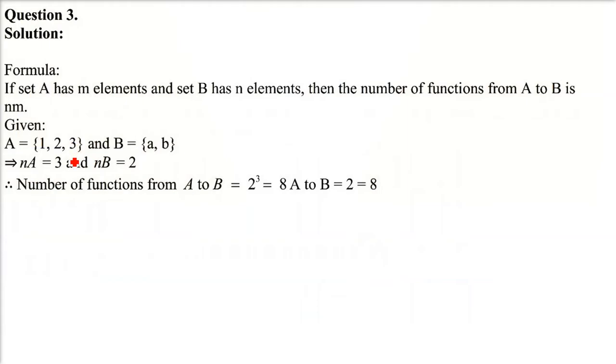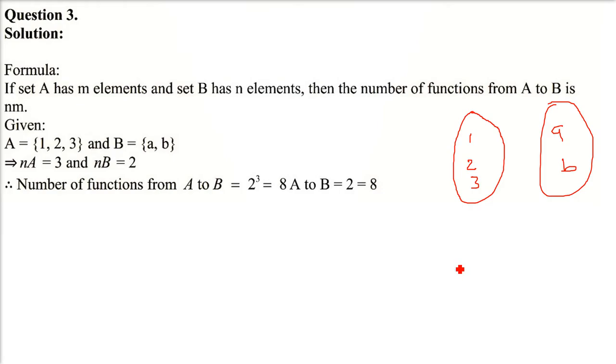Question number 3. If A is {1, 2, 3} and B is {a, b}, write the total number of functions from A to B. How many functions are possible from A to B? Because they are not asking about 1-1 or onto or any other thing. They are just asking about the total number of functions. We have 1, 2, 3 in the first set and a and b in the second set.